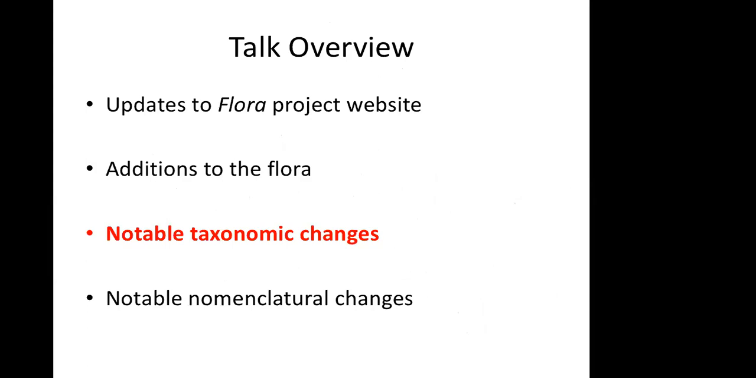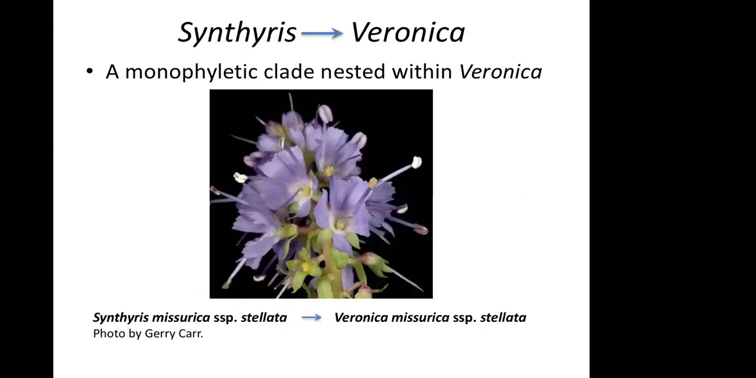Okay, so notable taxonomic changes. Coming down the home stretch here. My clock shows 3:37, so I'm going to try to wrap this up, and the nomenclatural changes in the next 8 or so minutes. So notable taxonomic changes. Some of you might be familiar with Synthyris. They're really beautiful members of what used to be the Scrophulariaceae. Now they're in the Plantaginaceae.